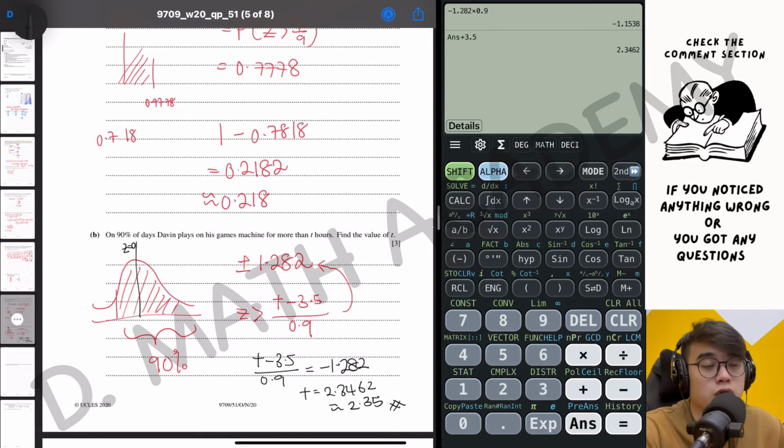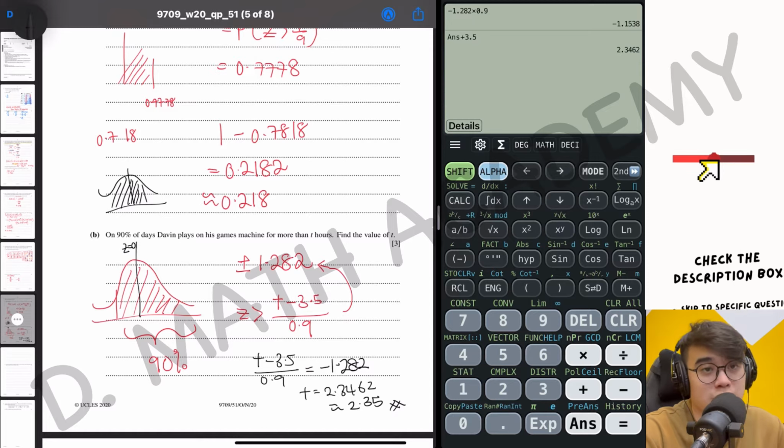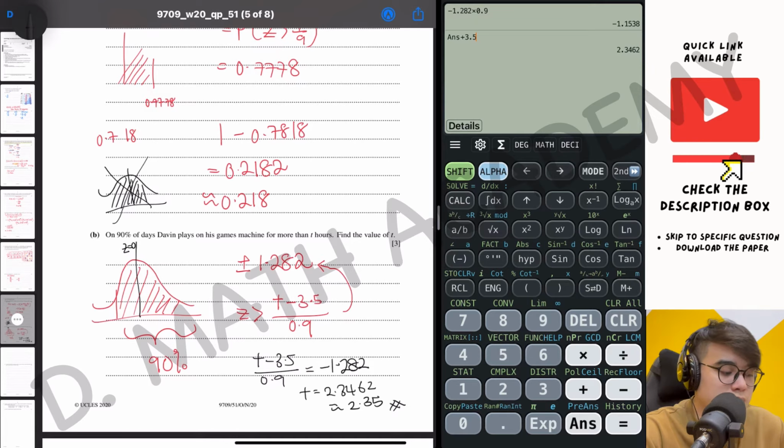The first one that I drew is wrong because that will cover me playing less than 90%. If I were to draw it like this, it is referring to the other side: 90% of the days I play less than certain hours. This is the wrong one, and the correct one will be here because they wanted the more than one.